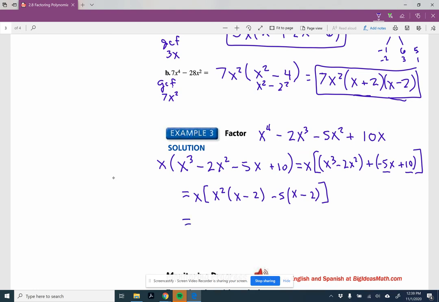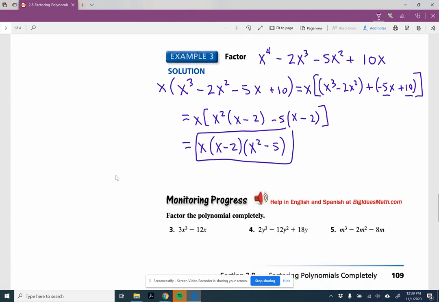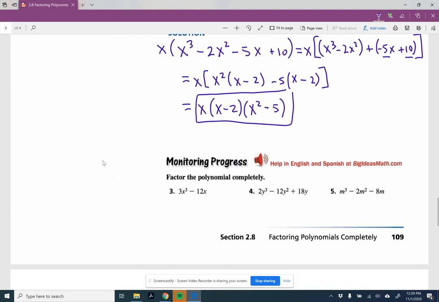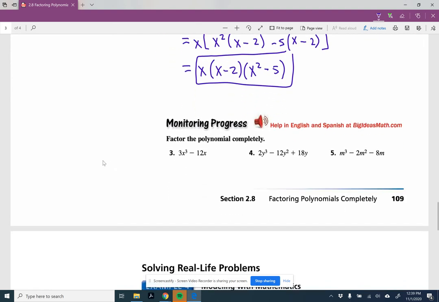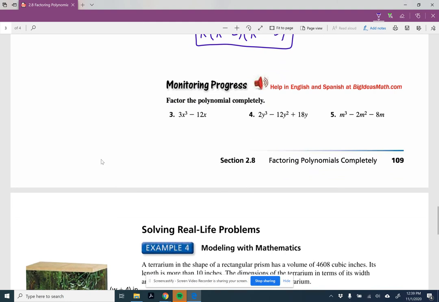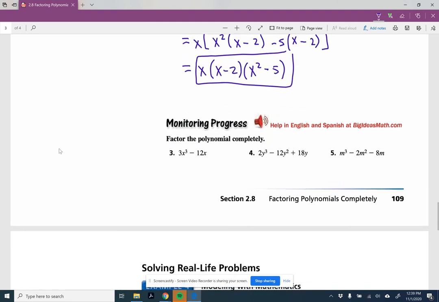And then the x minus 2 comes out as our greatest common factor, and we have x squared minus 5. 5 is not a perfect square, so we can't factor this as a difference of squares, and we are finished right there. And that's our solution. Okay, we're going to move on to the monitoring progress. Actually, I'd like you to pause the video, see if you can do the monitoring progress problems, and then check your answers.